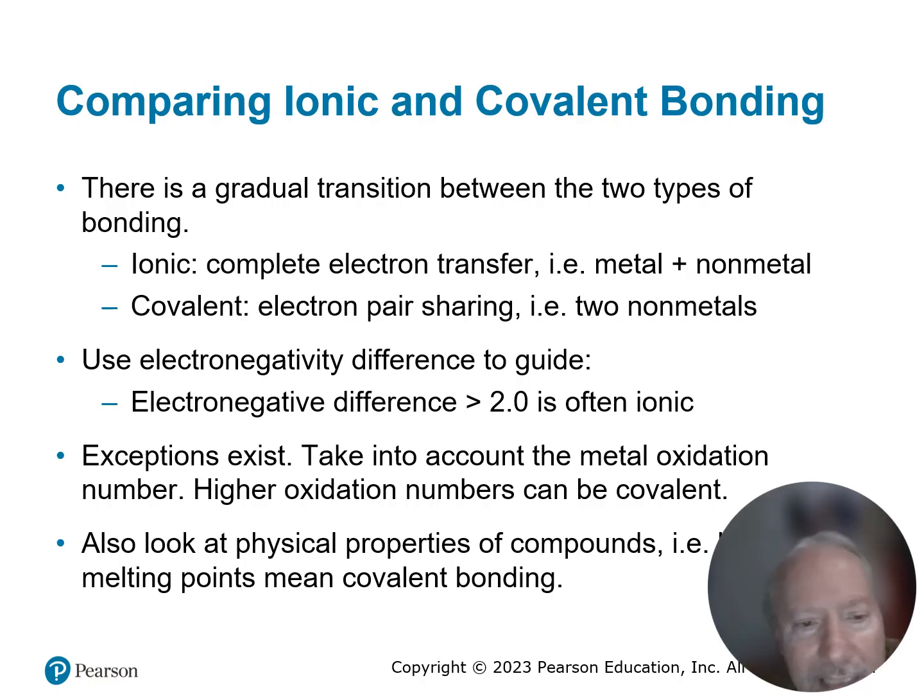So we use electronegativity differences to guide us. If the change in the electronegativity is greater than 2 when two atoms come together, it's likely ionic, and it means if it's greater than 2, the electron is not shared, it's not polar covalent, it's actually ionic. Exceptions exist, for example, like metals that are highly oxidized.